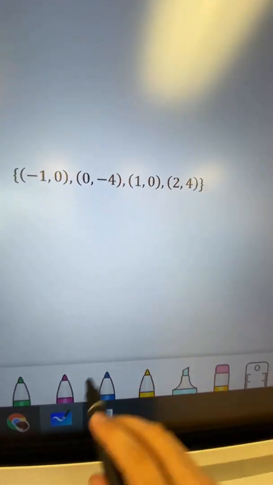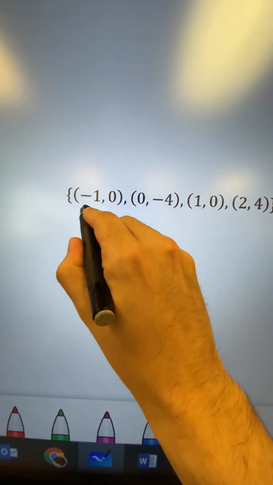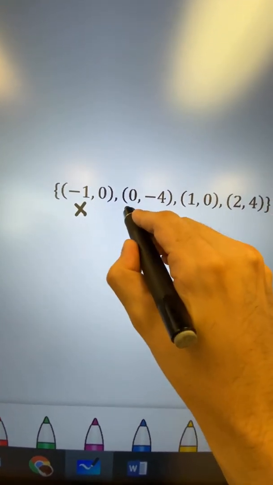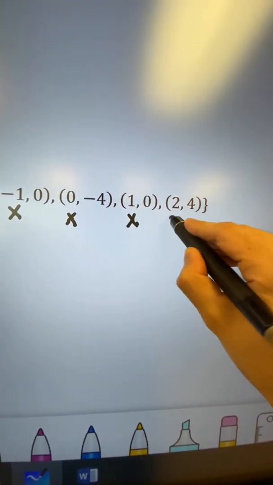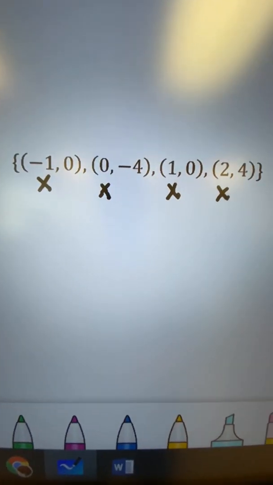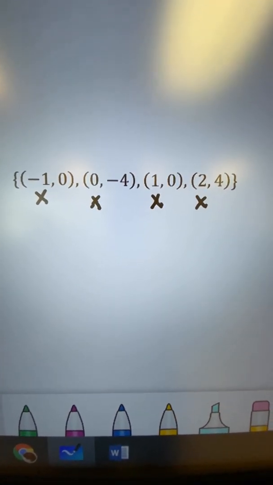So what I'm going to do is look at the x values. And don't forget, these are all ordered pairs. So these are my x values here, the first number in each of those ordered pairs. And what we're going to do is check, does it have a constant rate of change?